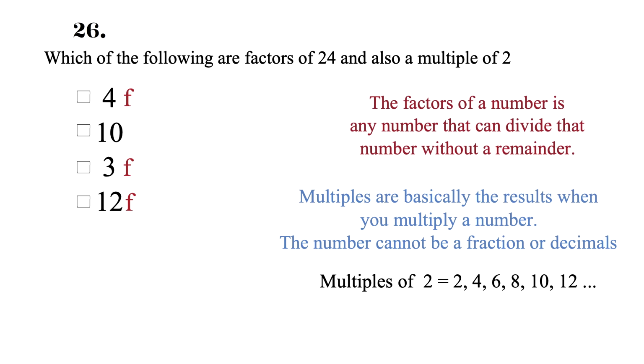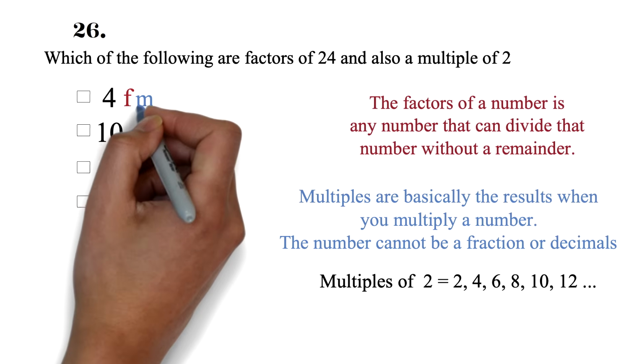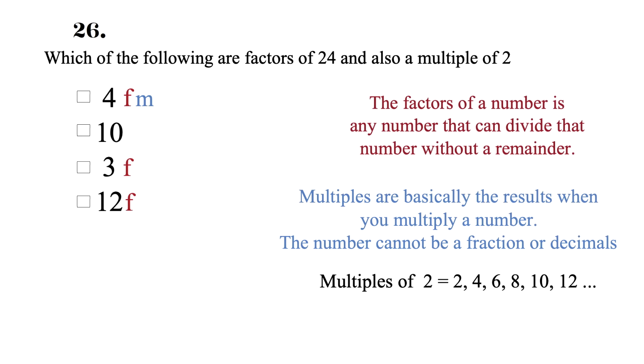We said 4 is a factor of 24. Is 4 also a multiple of 2? The answer is yes. 2 times 2 is 4. We said that 3 is a factor of 24. Is 3 also a multiple of 2? The answer is no. 2 times nothing will give us 3. So although this is a factor of 24, it is not a multiple of 2.